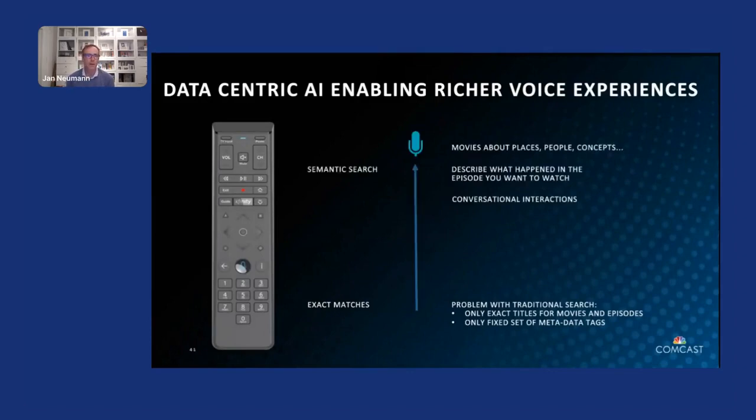What we really envision for a voice remote is for you to be able to ask us anything and we will show you relevant results. For example, you should be able to ask for movies about any place in the world, movies about certain people, even if they're not actors. You should be able to ask for shows about concepts such as climate change. And we should be able to return semantically meaningful results for you.